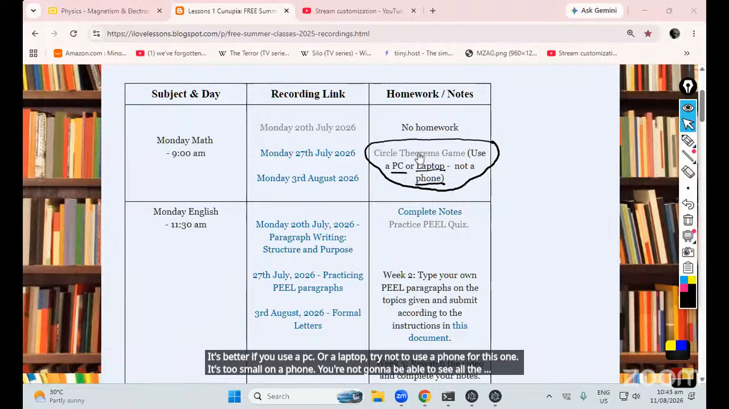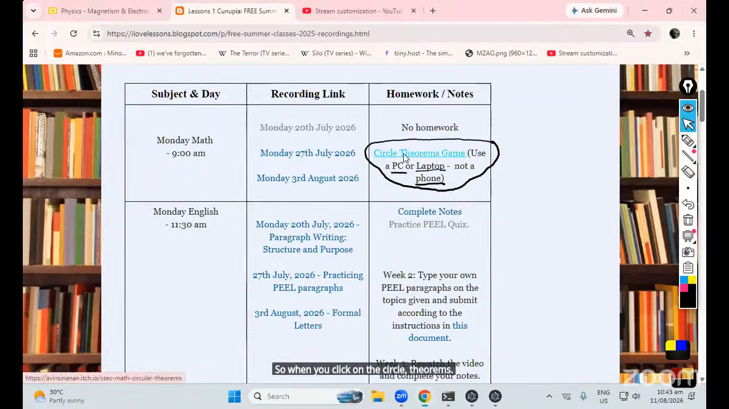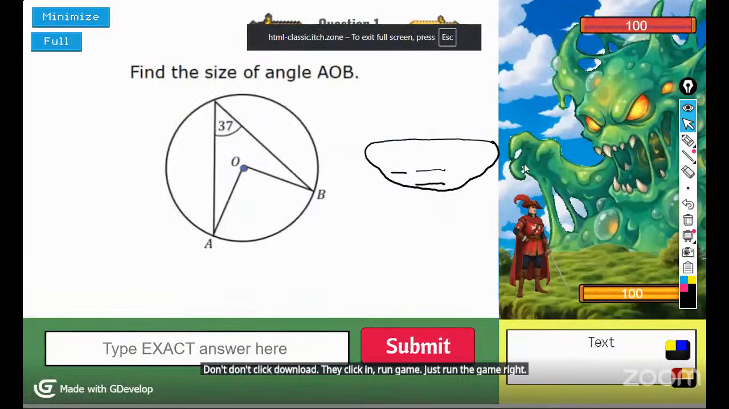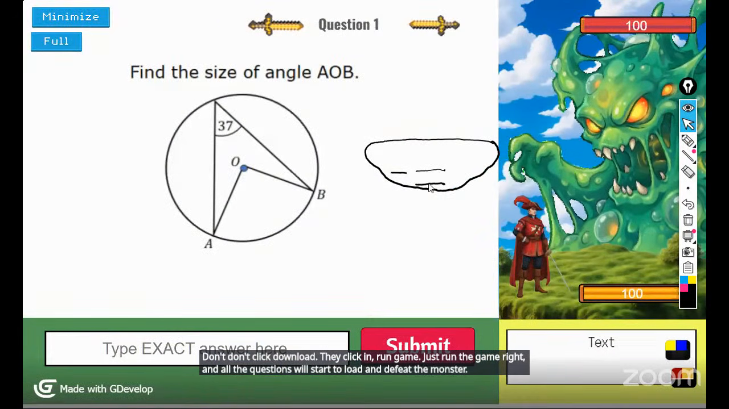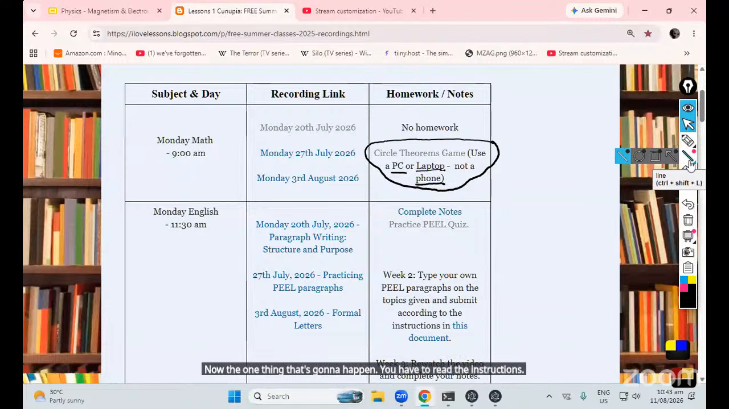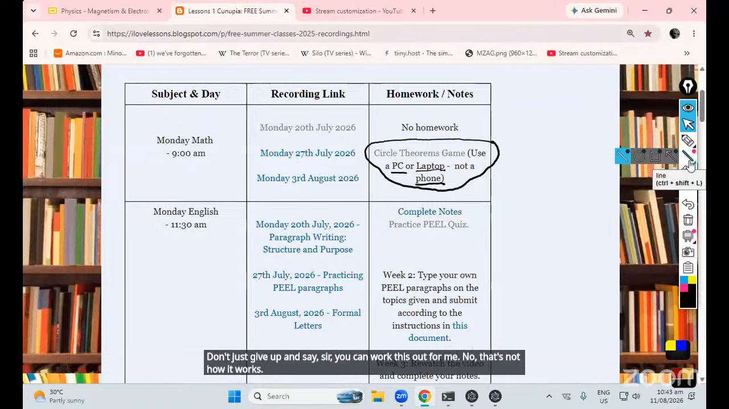So when you click on the circle theorems game here in the Monday maths class, don't click download. You're clicking run game. Just run the game, right? And all the questions will start to load. You have to defeat the monster and whatnot, right? It's really, really simple. Now, you have to read the instructions in the questions, so you could submit your answers. Try your best. If you get it wrong and you lose, don't just give up and say, sir, you can work this out for me. No, that's not how it works. You keep trying it until you get it correct.